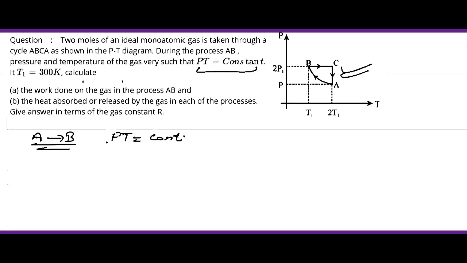Okay. So differentiating this equation, we get P as it is, differentiation of T will be dT, plus T as it is, differentiation of P will be dP, that is equal to 0. Okay. So consider that this equation is first.